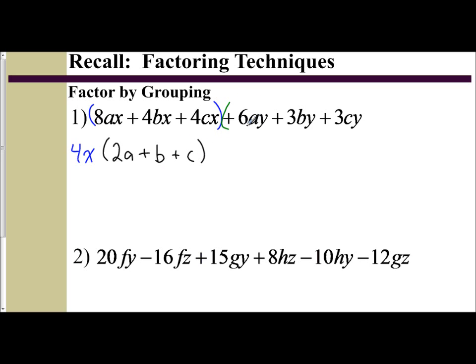If I look at my second parentheses, the last three terms, the GCF of the coefficients is a positive 3. ay, by, cy, the GCF is a y. Factor that out, you get 2a plus b plus c. And since the parentheses match, they have that in common. So I can factor that out, 2a plus b plus c.